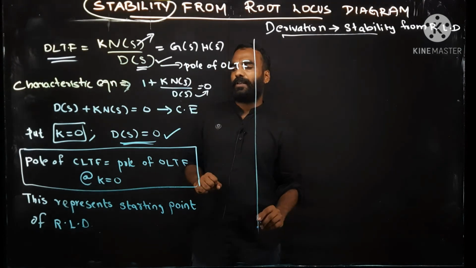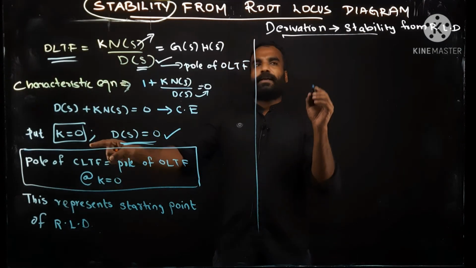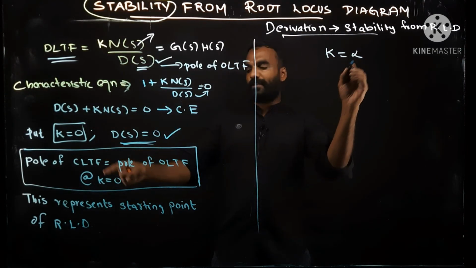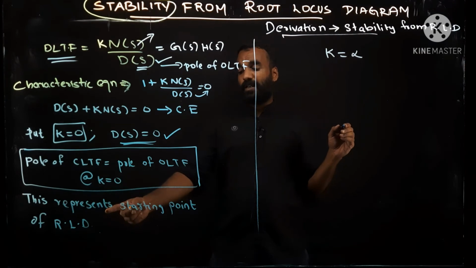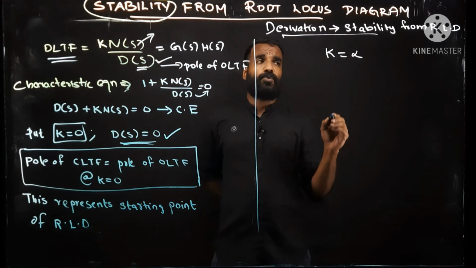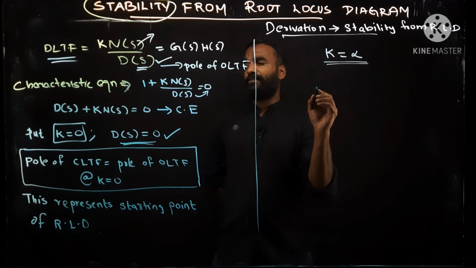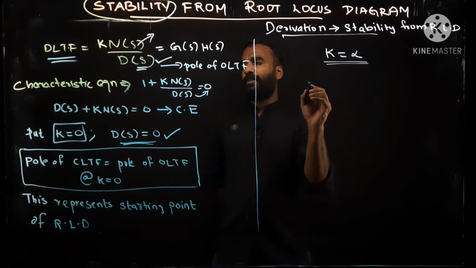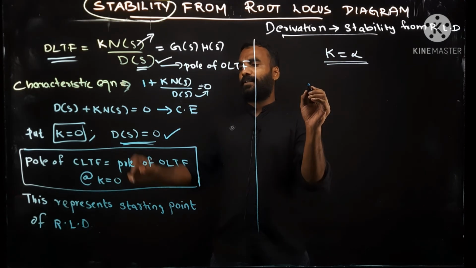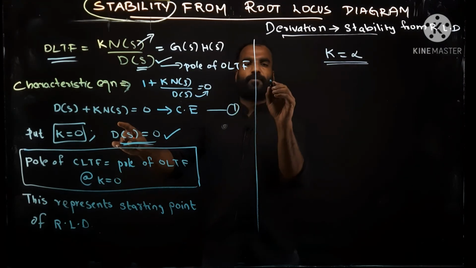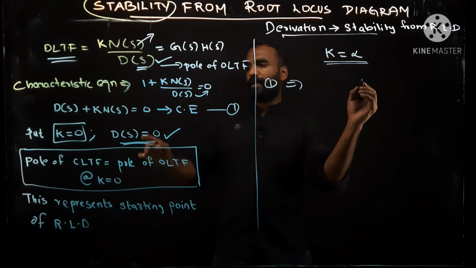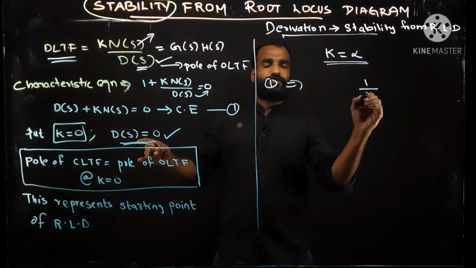This is proved already. Now I want to put K equal to infinity in order to find the last point. This is the first point, or the starting point, of the root locus diagram. Now I am going to put K equal to infinity. From equation 1, I want to take K outside as we already did.